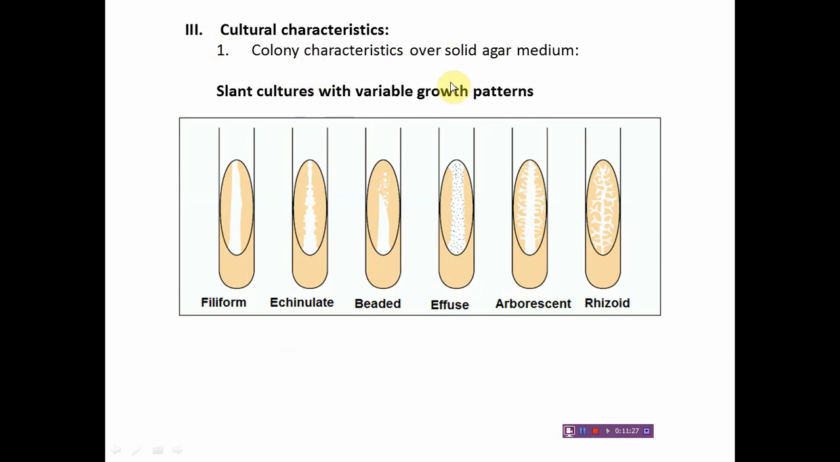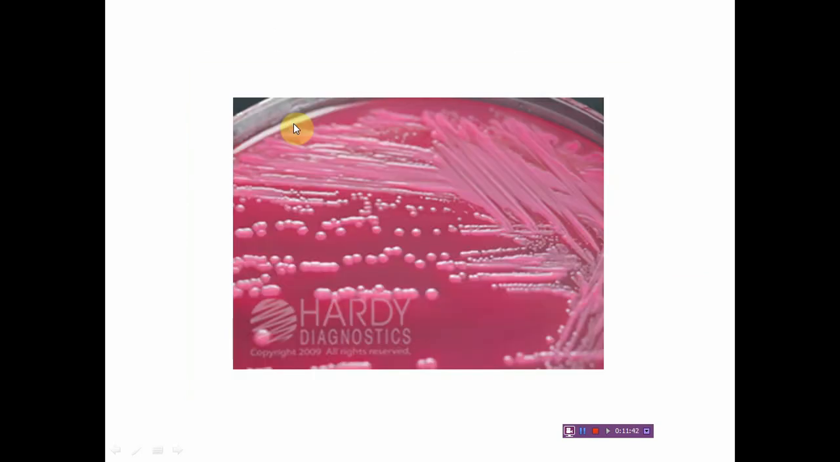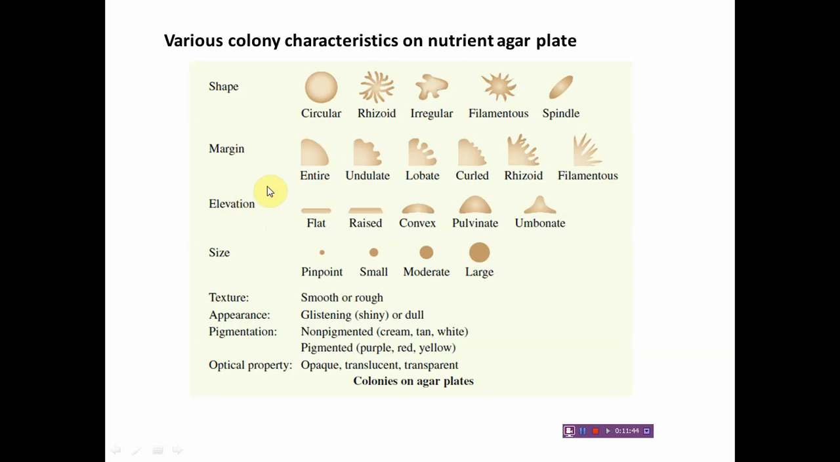The cultural characteristics include various growth patterns of the bacteria over the solid culture media. So these are some of the growth patterns which are shown in the diagram. The colony characteristics involve the shape of the colony, size of the colony, margin of the colony, elevation, texture, appearance, pigmentation, optical property or opacity, and consistency. Sometimes the characteristic odor is also recorded.